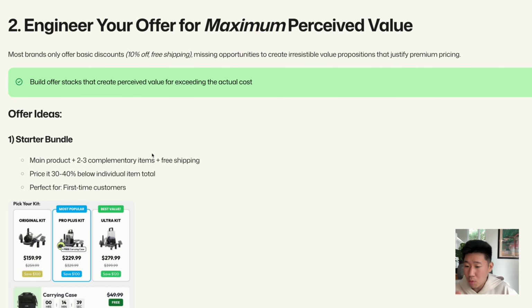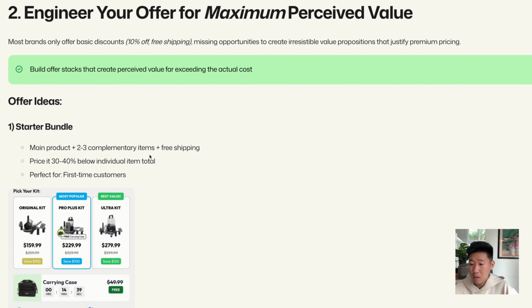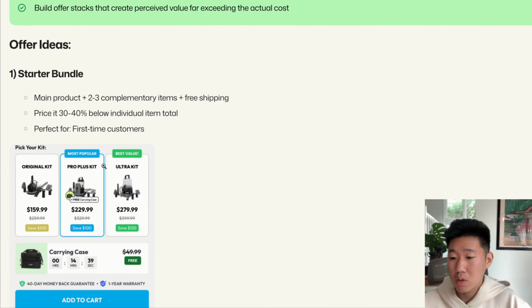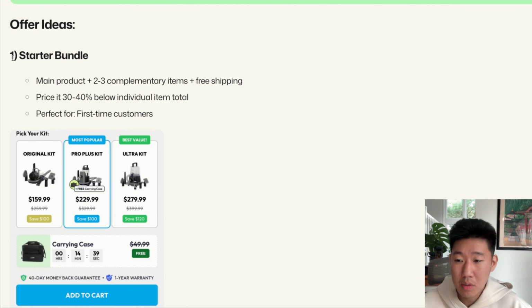So I'm going to share four offer ideas, and examples for each of those. An easy one is a bundle. So having a main product, but also having complementary items along with it. So you're able to increase your AOV because you're able to charge more because you're providing more value. And because you're offering more, your customers feel like they're getting more. And the complementary items need to make sense with the main product.